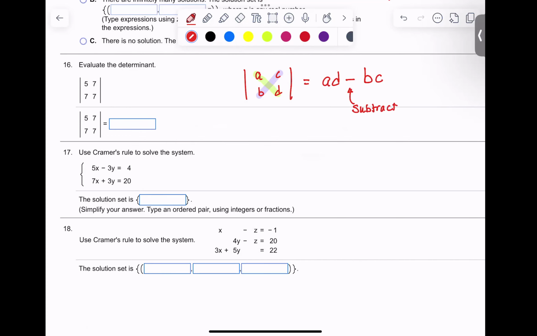Okay, so what are we going to do? We're going to take 5 times 7, and we're going to subtract from it 7 times 7. So 35 minus 49, I believe that's -14.